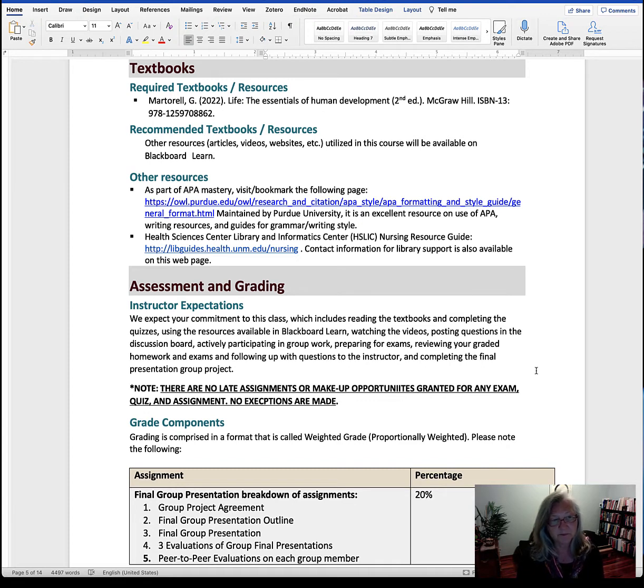There's a link here to the Health Sciences Library. When you're doing your presentation, you will need to spend some time in the library. The textbook is not sufficient for the assignment. I expect you to go use peer-reviewed resources.